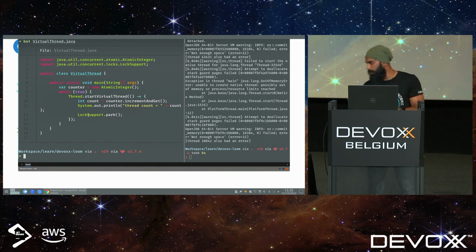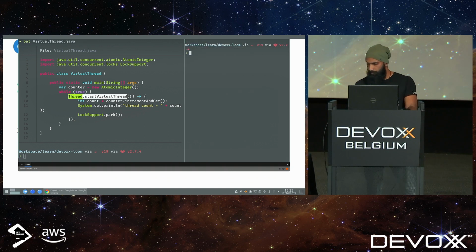So this is the code. Looks quite similar except for this part where you are using a virtual thread. You are starting a virtual thread. That's the only difference. Again, we are creating a thread and we are parking it. So let's see how much we can do.